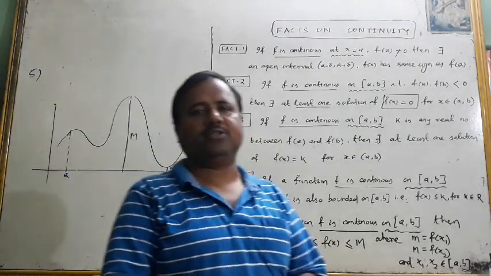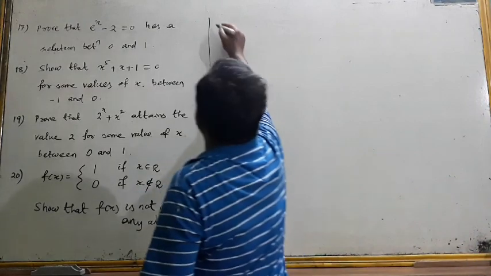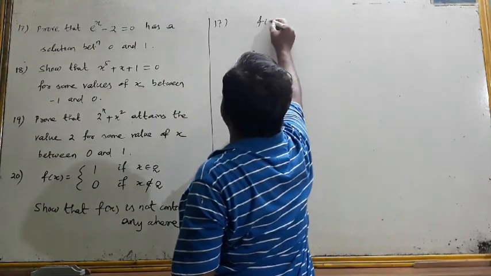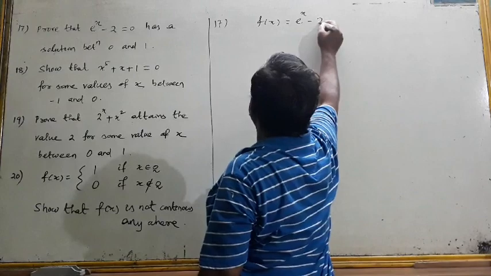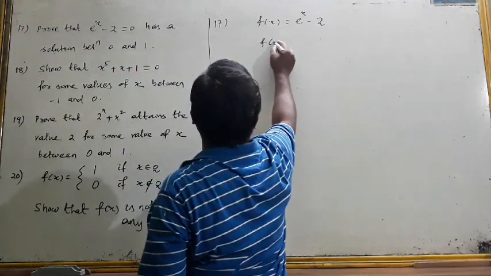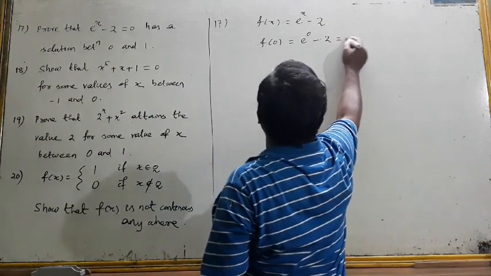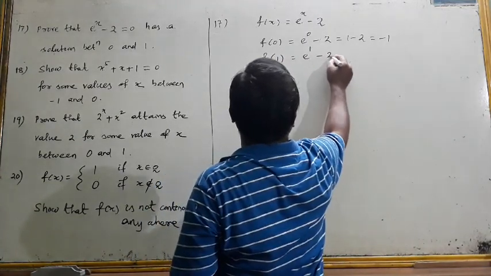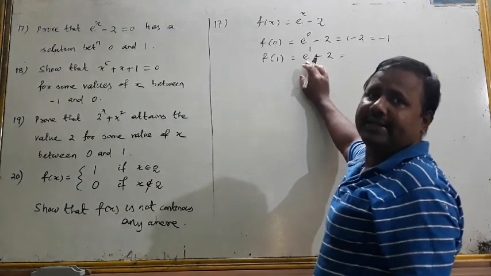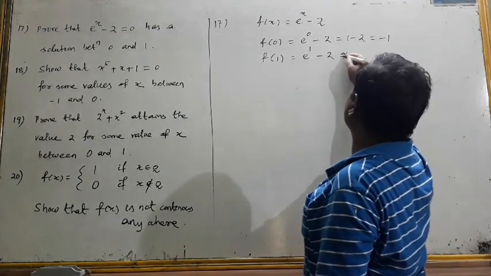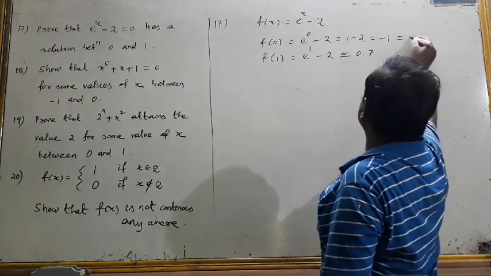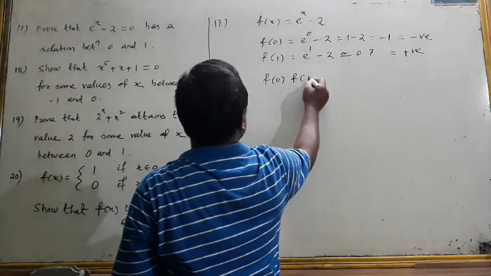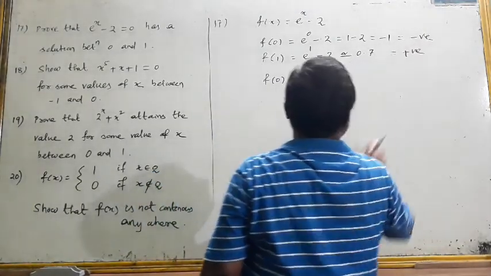Now I will teach you some problems. Problem number 17. Prove that e to the power x minus 2 has a solution between 0 and 1. First we have to take f(x) equal to e to the power x minus 2. Then we put the value of f(0): e to the power 0 minus 2, which is 1 minus 2, minus 1. What is f(1)? f(1) is e to the power 1 minus 2. You know the value of e is 2.7, so 2.7 minus 2 is nearly 0.7. So this one is negative and this one is positive. Now f(0) into f(1) is negative times positive.